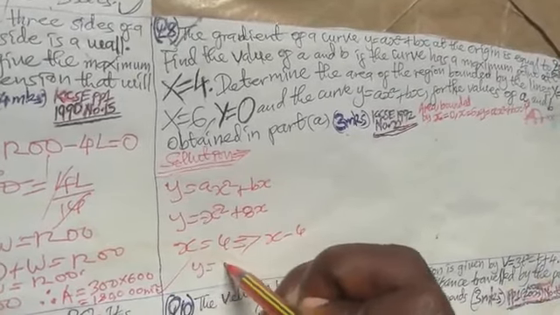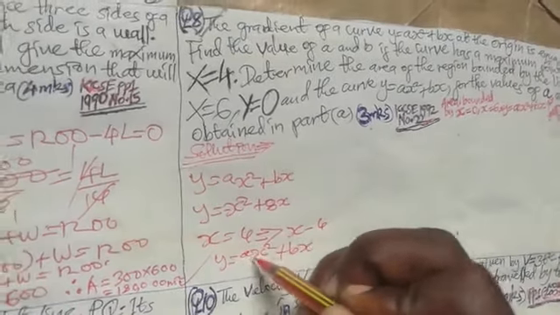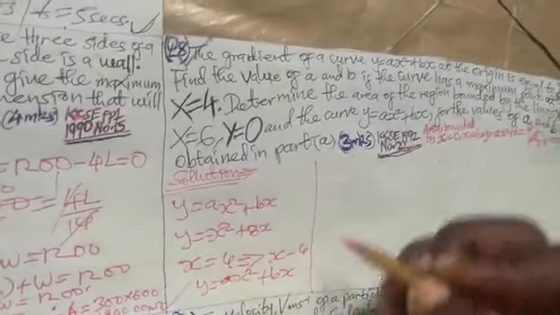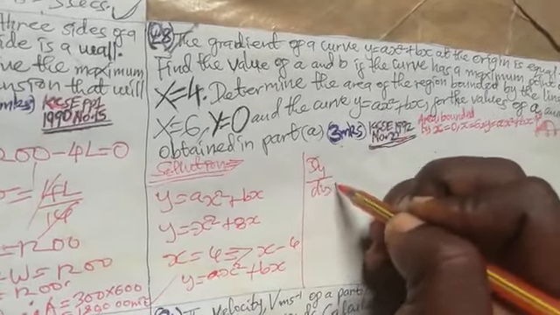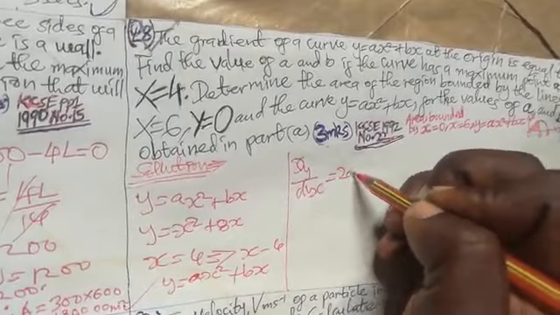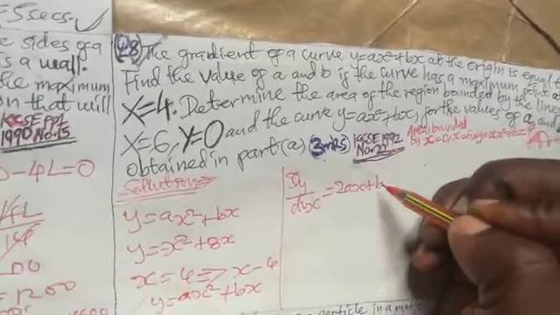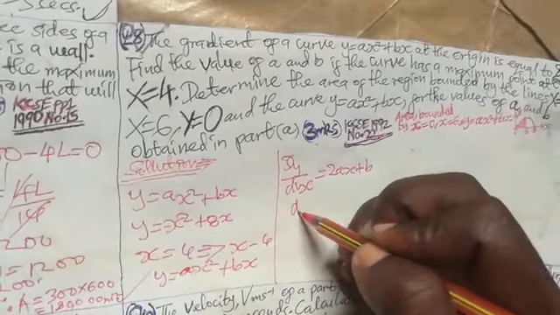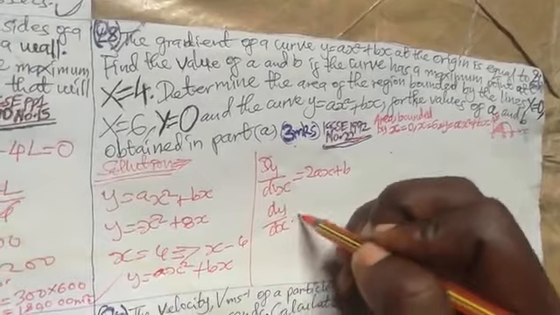Differentiating y, which is the same as ax squared plus bx, this will give us dy over dx is the same as 2ax plus b. At maxima, therefore, dy over dx is equal to 0.